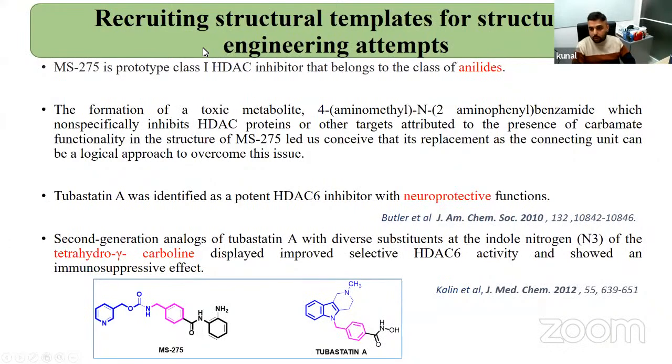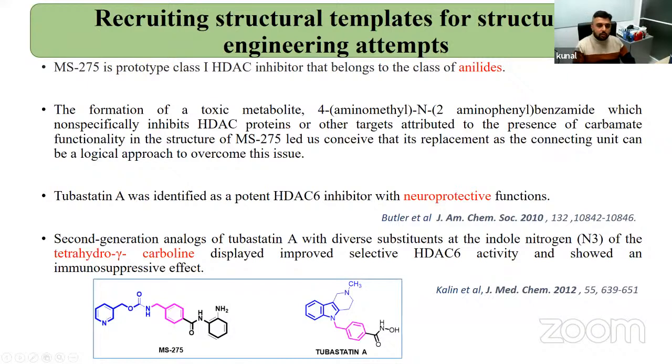Once you are very, very clear about the target, then you need to choose a molecule, a structure. Because I'm not talking about novel drug design. I'm talking about the drugs which are already there, but unfortunately they could not advance to the clinical level. So we have to select. Once we are very sure about the targets, that yes, I want to work on this target, I want to work on this target, then the next step is to choose a structure, so that you can employ the structural engineering attempts on that. So these are the two structures which we selected. This is MS-275.